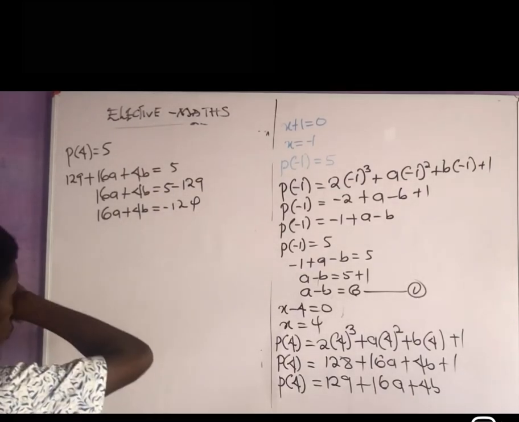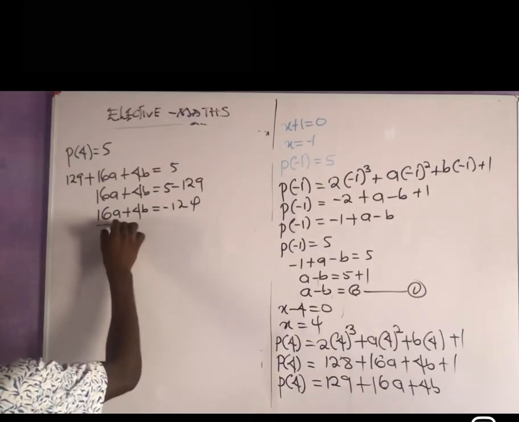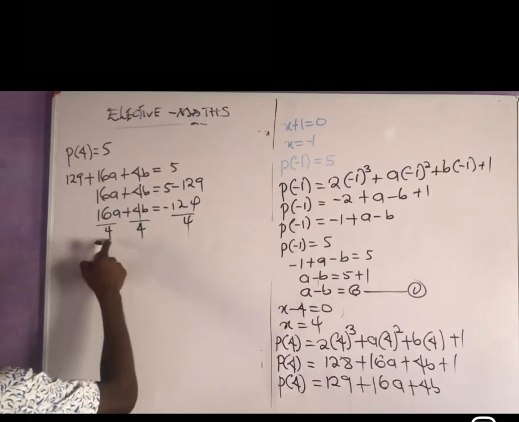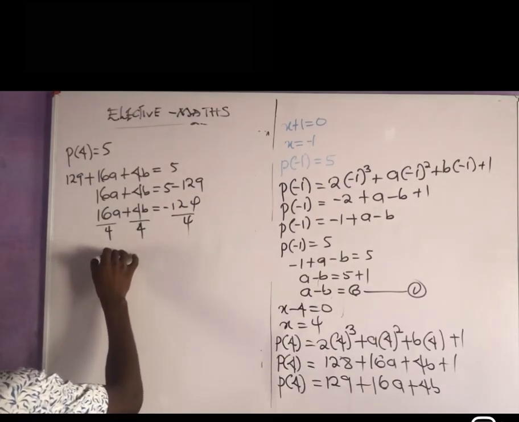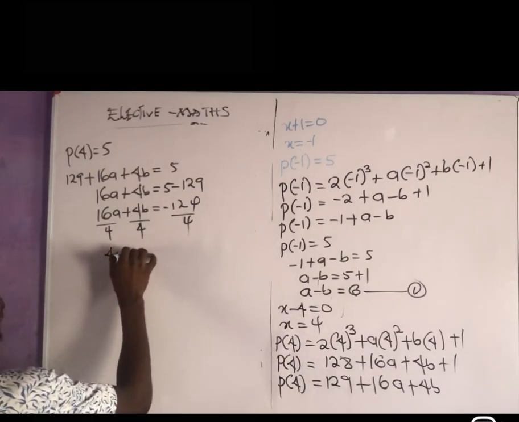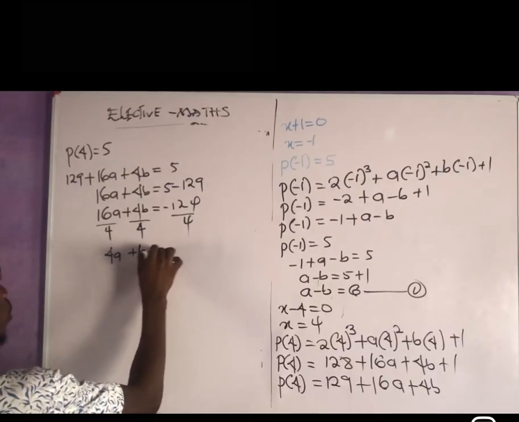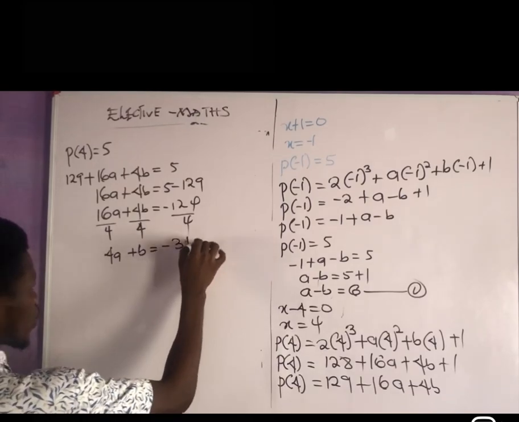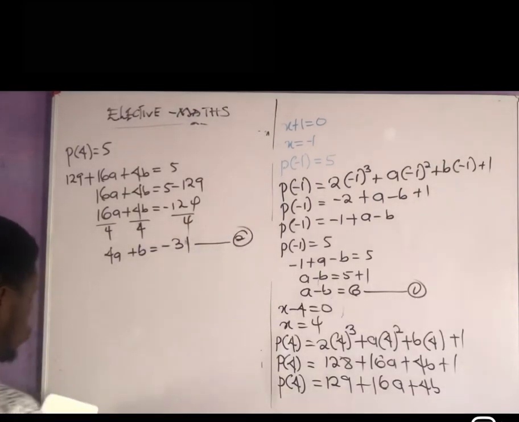So you can divide through by 4. Dividing through by 4, here over 4, over 4, over 4. 4 is a common term. 16 divided by 4 will give you 4a plus b equals negative, I think, 31. Now I name this one as equation 2.